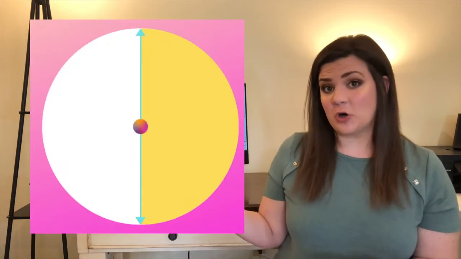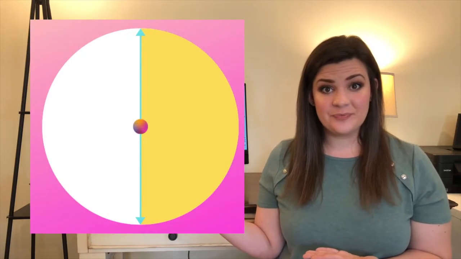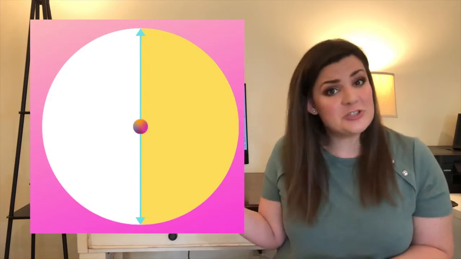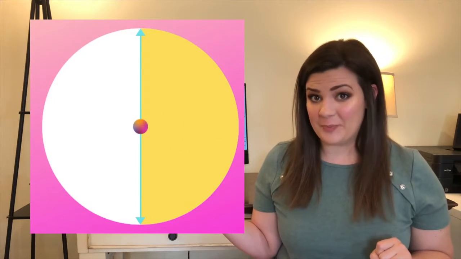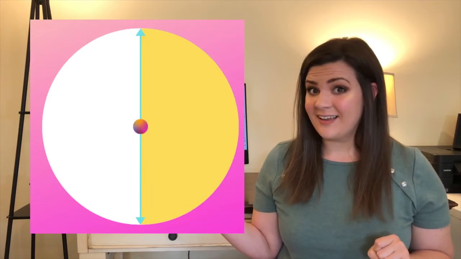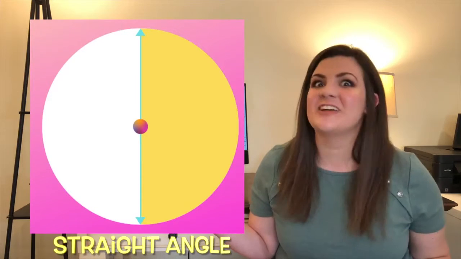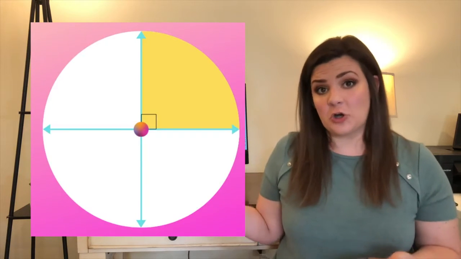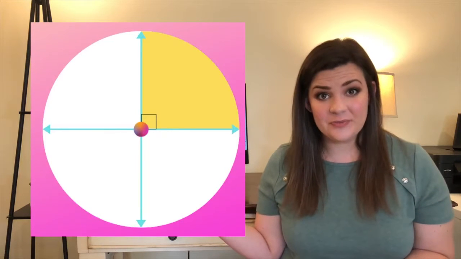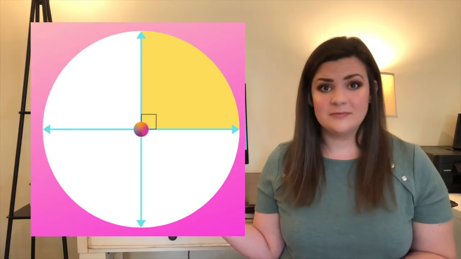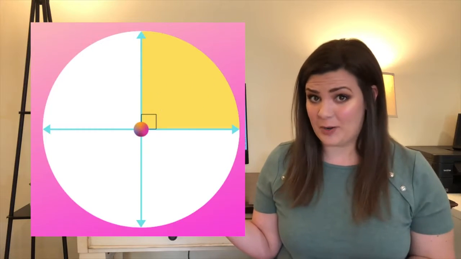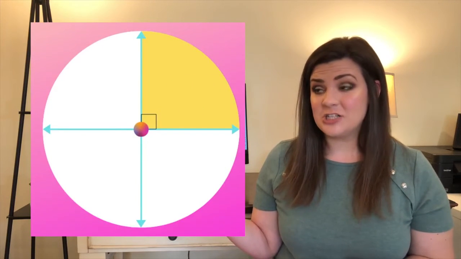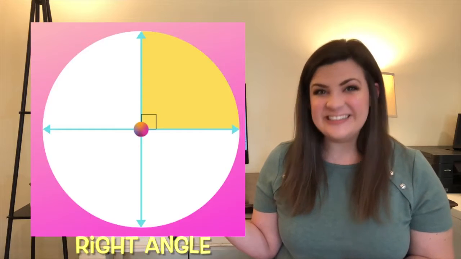What fraction of the circle is shaded here? Did you say 1/2? Awesome. What kind of angle does it form? Did you say a straight angle? Fantastic. What fraction of the circle is shaded here? Did you say 1/4? Awesome. What kind of angle does this form? Did you say a right angle?